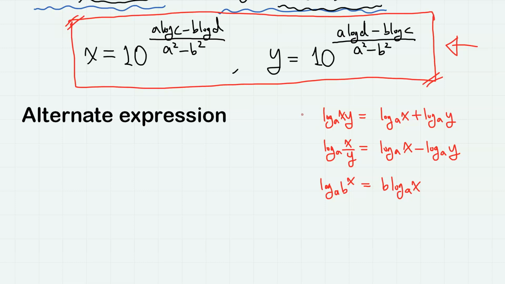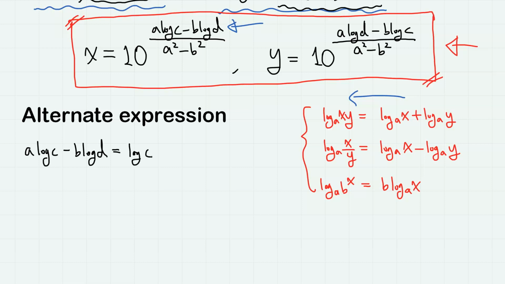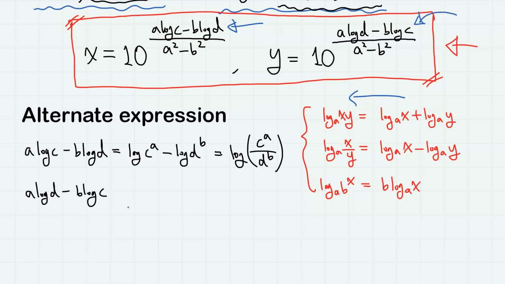But we can find another expression for our answer. From the aforementioned properties of logs, let us do the reverse process and combine things. Then this part right here, a log c minus b log d, becomes log c to the power of a minus log d to the power of b, which then becomes log of c to the a over d to the b. Similarly, this part right here, a log d minus b log c, becomes log of d to the a over c to the b.